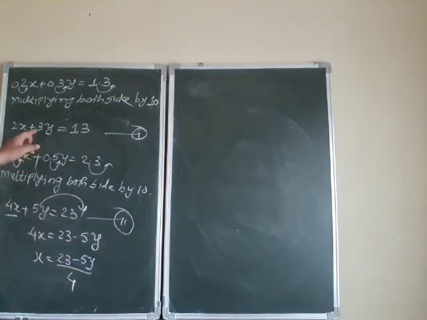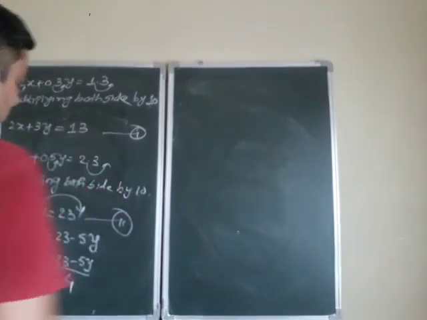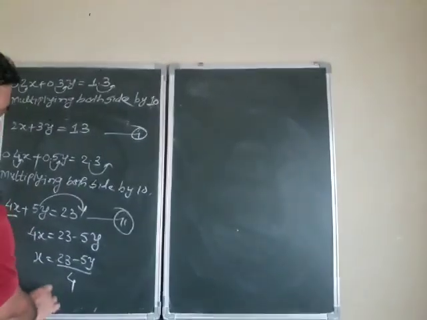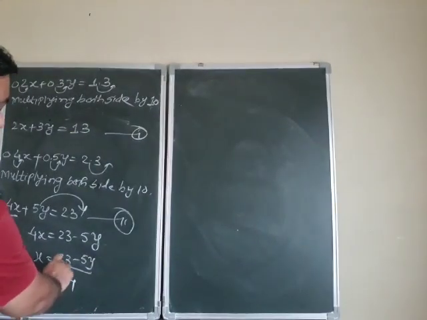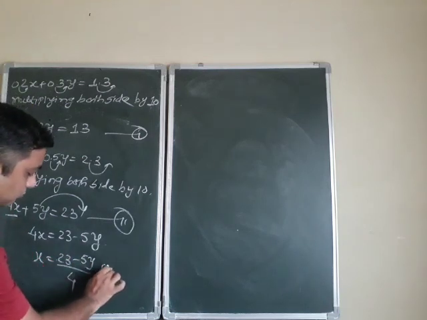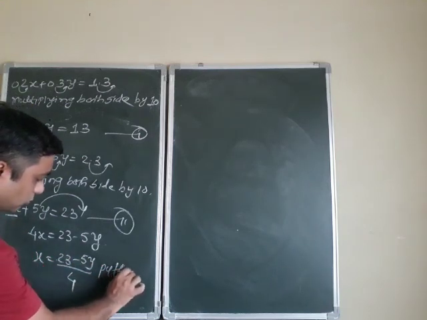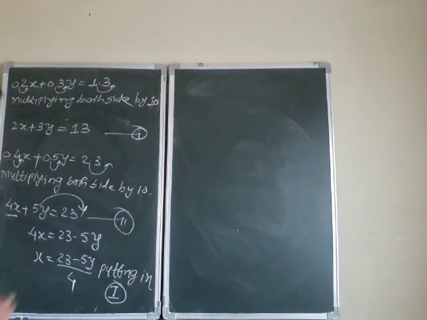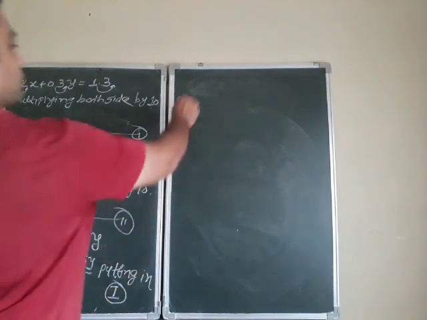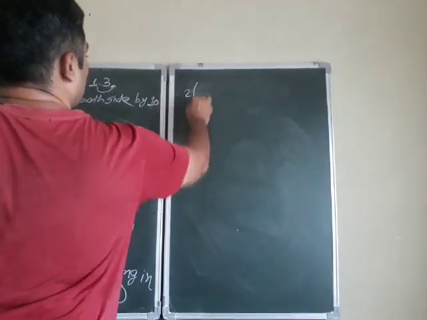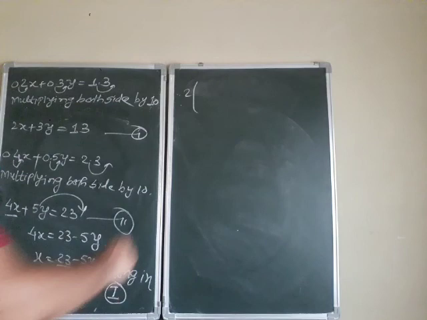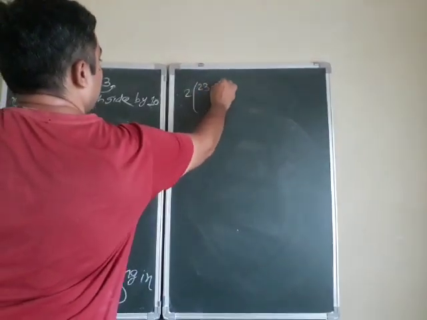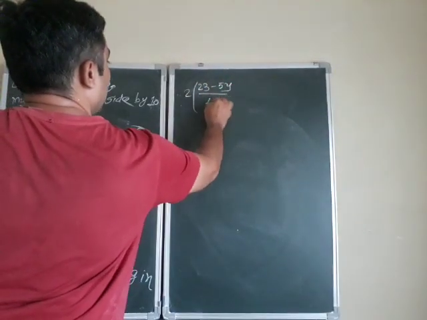So this x I am substituting here. See, I write the statement in continuity. Substituting x, putting in equation number 1. So see, the value of x is ready: 23 minus 5y upon 4.